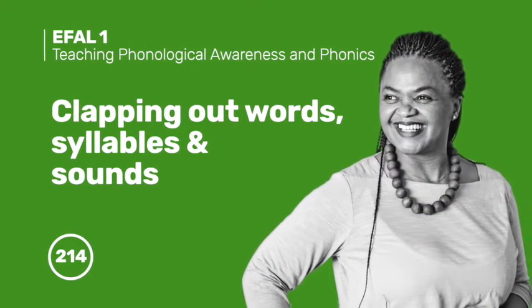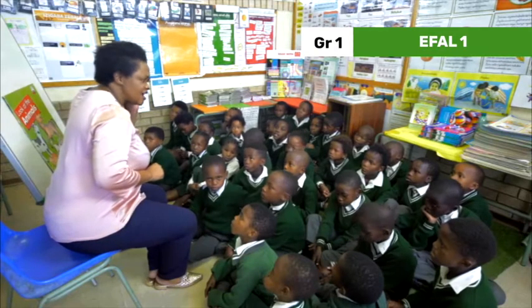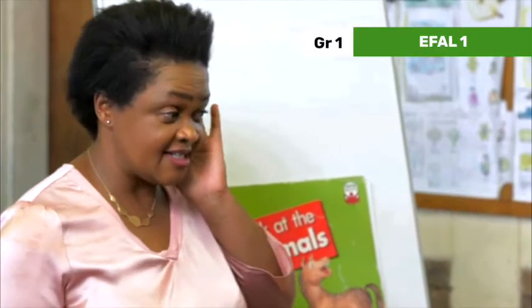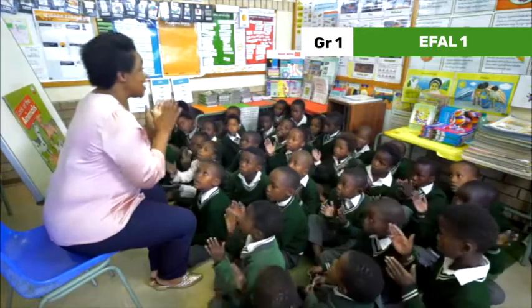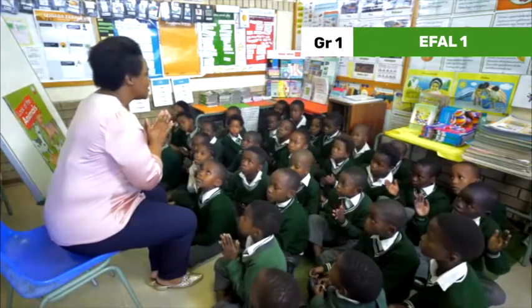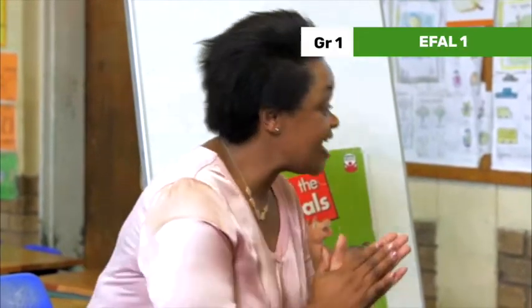Okay. Do you remember our title? It says, look at the animals. Right? We're going to clap. How many words do we hear from that? Look at the animals. Let's clap. Look at the animals. Listen to me. Let's wait. Stop. Look at the animals.